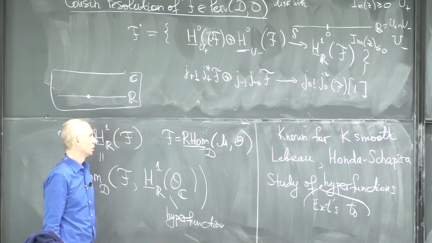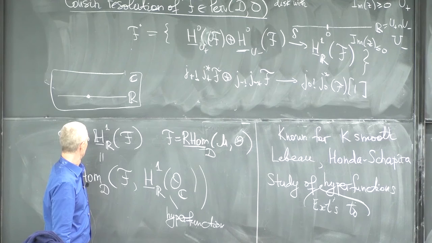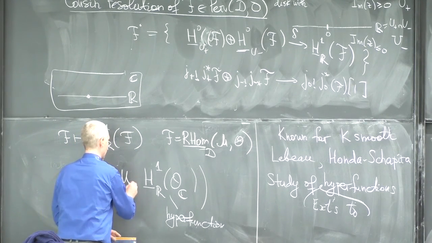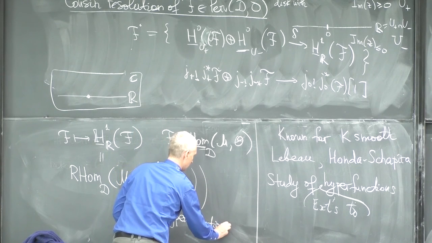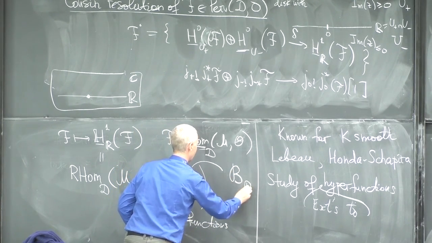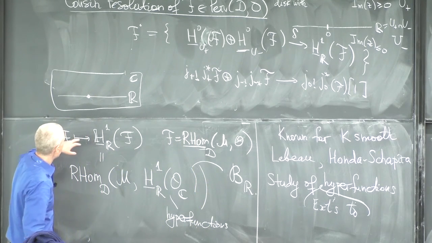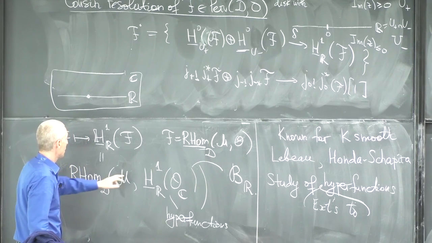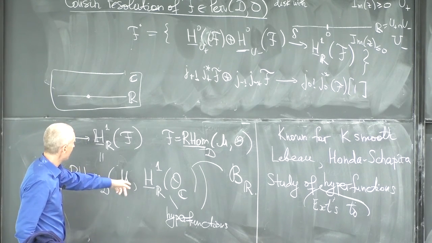Say it again? Yes. It's RHom from M to the sheaf of hyperfunctions. It's called B. The classical notation is B sub R. So here, the statement that there are no other cohomology simply means that for hyperfunctions, there are no higher Ext's.